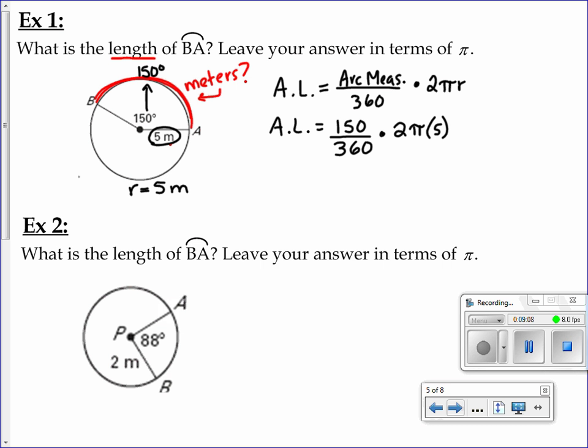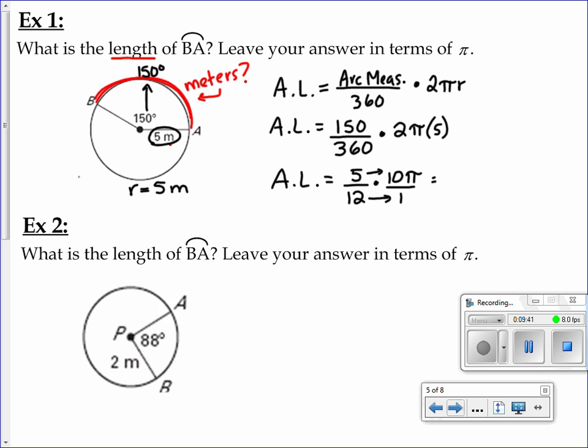So 150 divided by 360 can be simplified to 5 over 12. And I'm going to multiply that with 2 times pi times 5. I'm going to multiply the 2 and the 5, which is just 10 pi. And then I just got to combine these two things together. Here's my fraction, here's my circumference. I'm multiplying them together. Just stick this over 1 and go straight across.